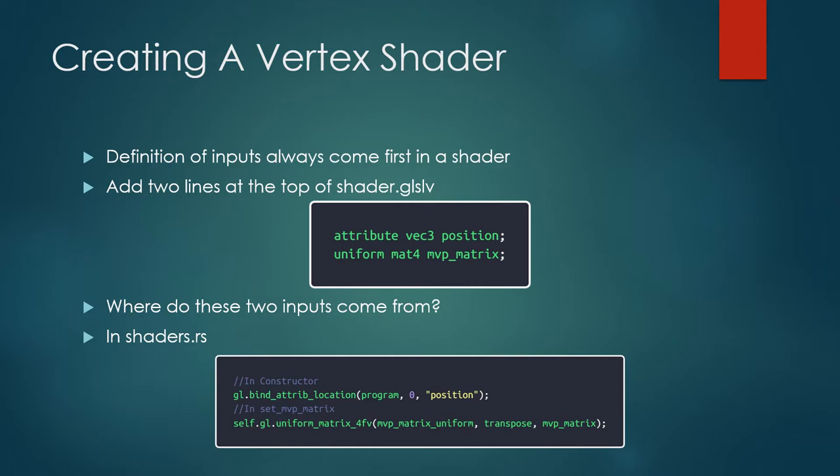In the constructor, the first and only piece of data of each vertex is being set, called position, while in the set MVP matrix function, the uniform is being set across all instances of the vertex shader. The position is the same set of values that we created in our VBO, so it's the triangle that we created on the first slide.